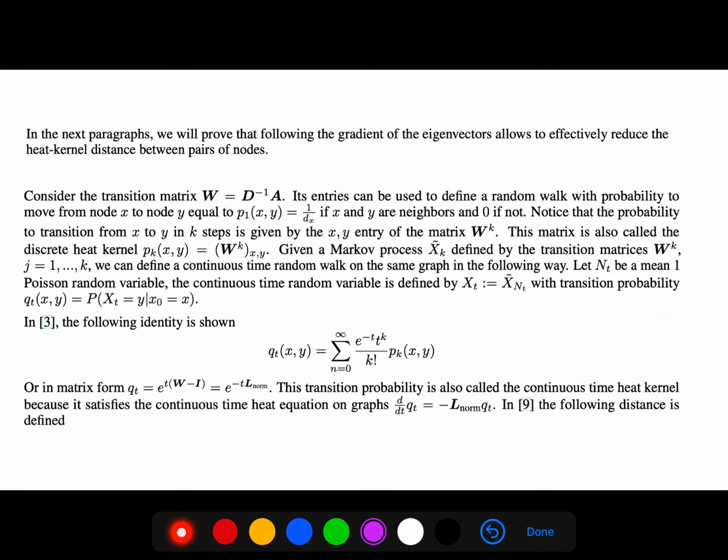Oh, this is important. Consider the transition matrix W. Its entries can be used to define a random walk, a probability of move from node x to y equal to 1 over the degree of x. Notice that the probability to transition from x to y in k steps is given by the x, y entry of the matrix powers. These are the powers of your transition matrix.